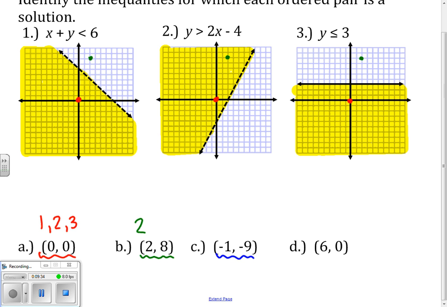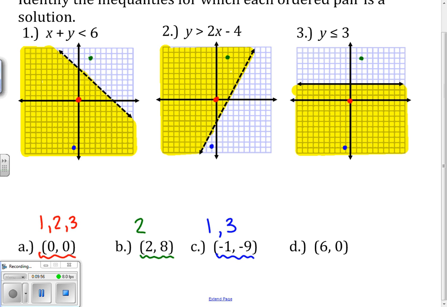Letter C, I'll do in blue. -1, -9 is right there, so it is in the shaded section, it works. In the second graph, -1, -9 is right there, it does not work, it's not in the shaded area. And in the third graph, -1, -9 is right there, so it works.